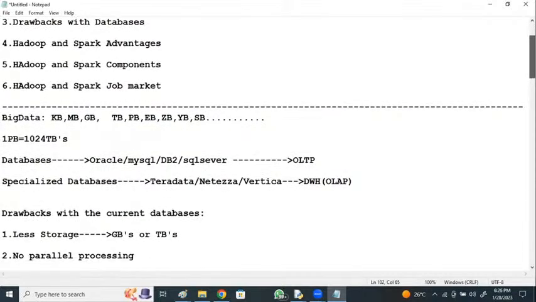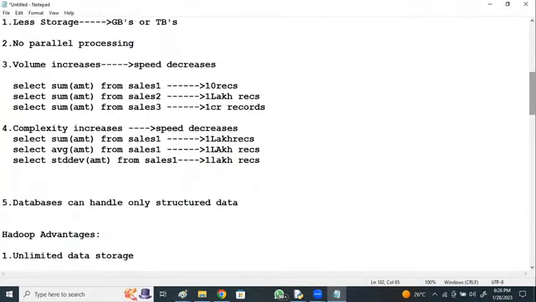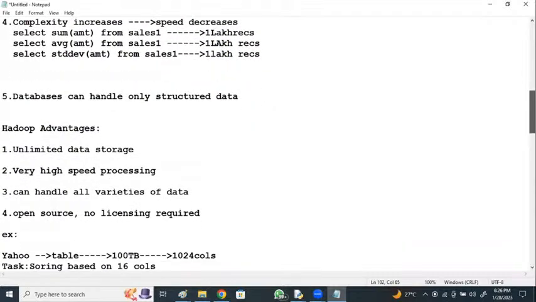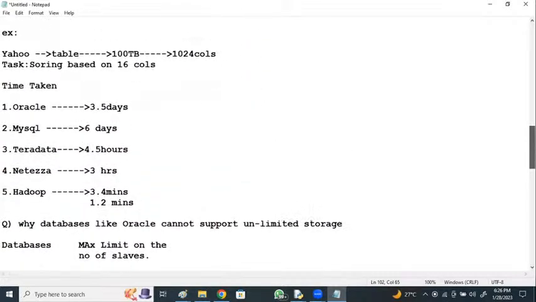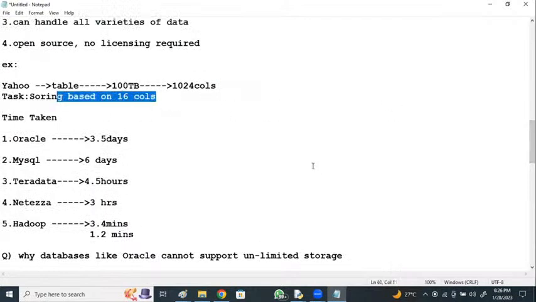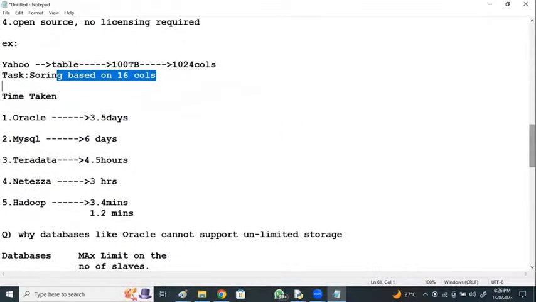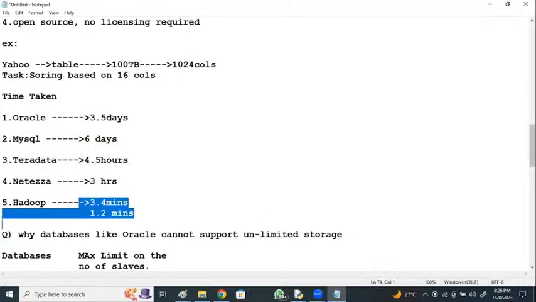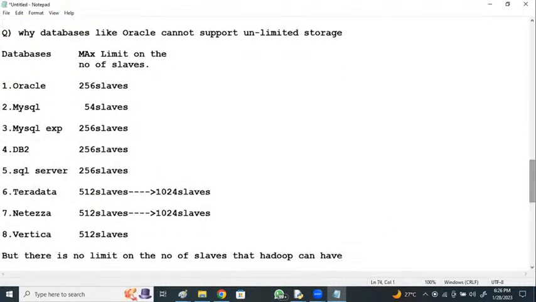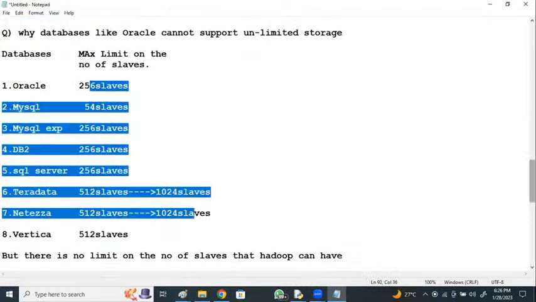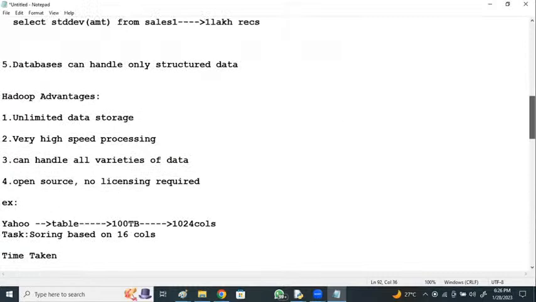Those are the Hadoop advantages. Today most applications generate huge data, so to be stored and processed, these big data tools are mostly preferred. Now see these advantages: Yahoo conducted tests to check the speed of these databases, where Hadoop took minutes while other things took days and hours. Databases like Oracle cannot support this because they have a limit on the number of slaves.